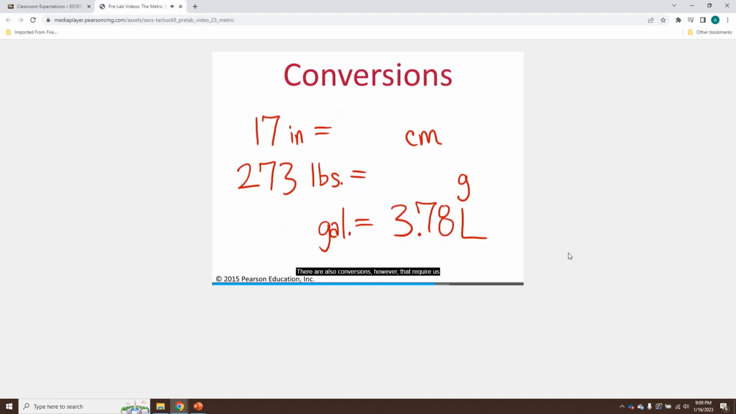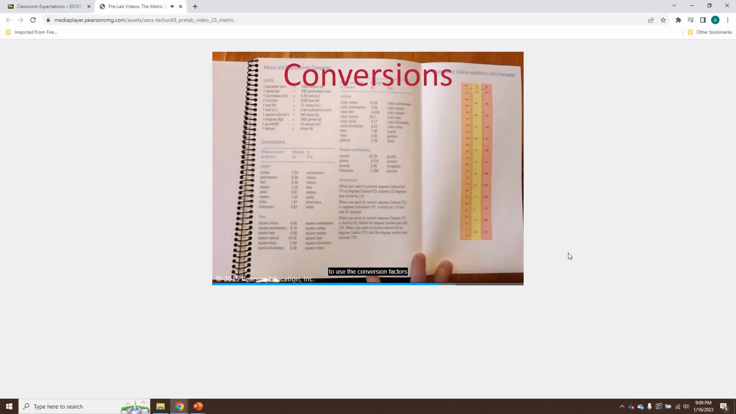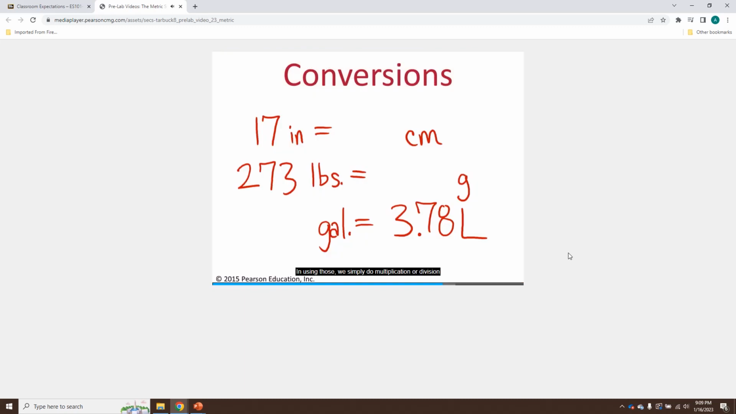There are also conversions, however, that require us to go from metric to other systems of measurement, like the Old English system. So here we need to use the conversion factors that are listed inside the back cover of our lab manual. And using those, we simply do multiplication or division to convert from one to the other.